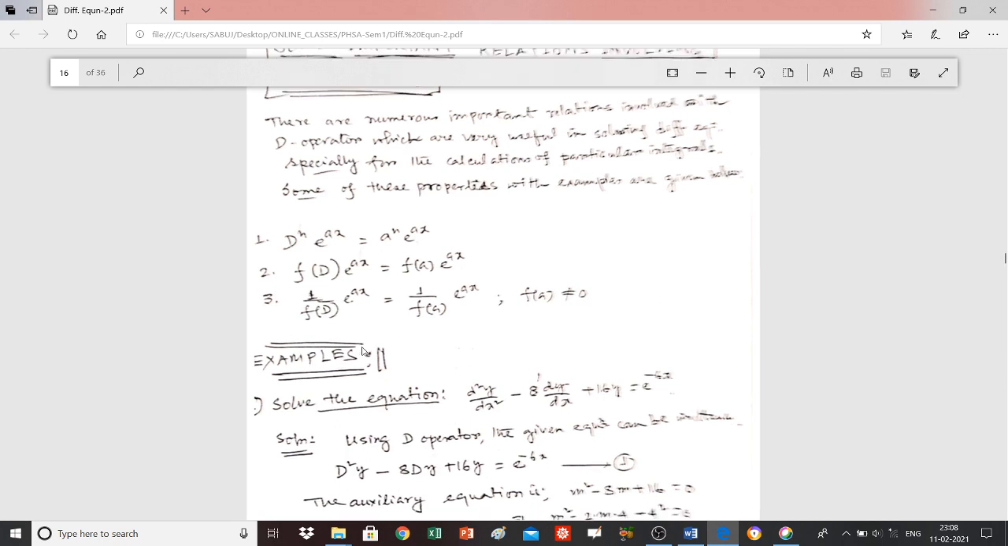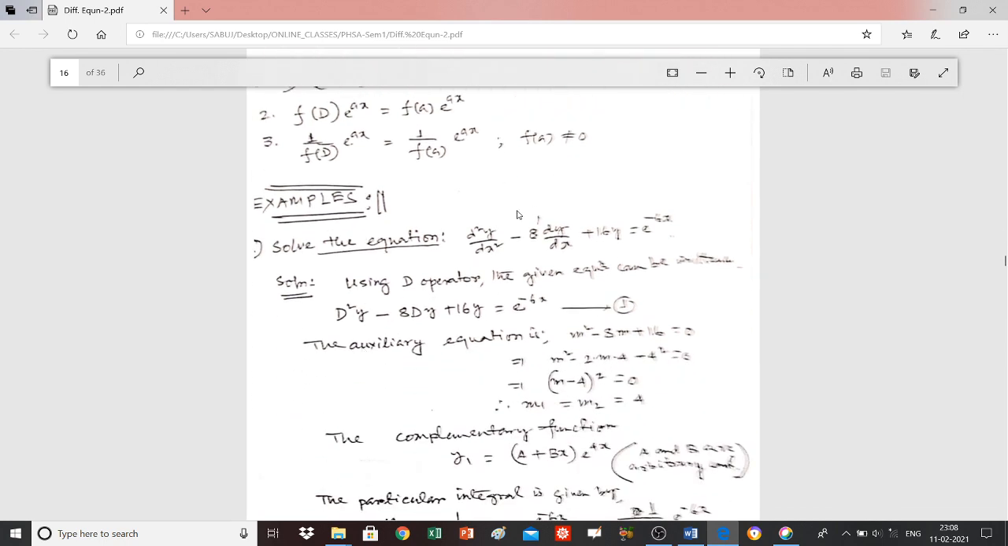So now come to some examples. The first one is d2y by dx squared minus 8 dy by dx plus 16y is equal to e to the power minus 6x. So this is a non-homogeneous equation. To solve this, you need to first equate the left-hand side to 0, from where you can find out the complementary function. And after that, you have to find out the particular integral of this equation.